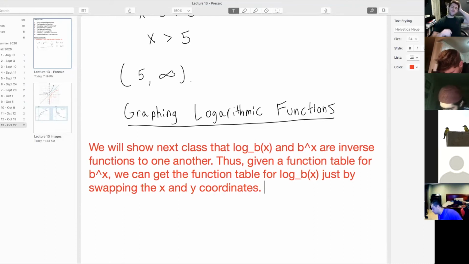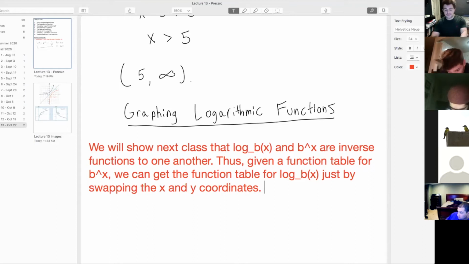So I hope some of you watched those 3 inverse function videos that I posted on Moodle. Basically, to get the inverse of a function given in a function table, you just need to swap the rows. You swap the x and y coordinates, and that's your table for the inverse. We'll do that right now.